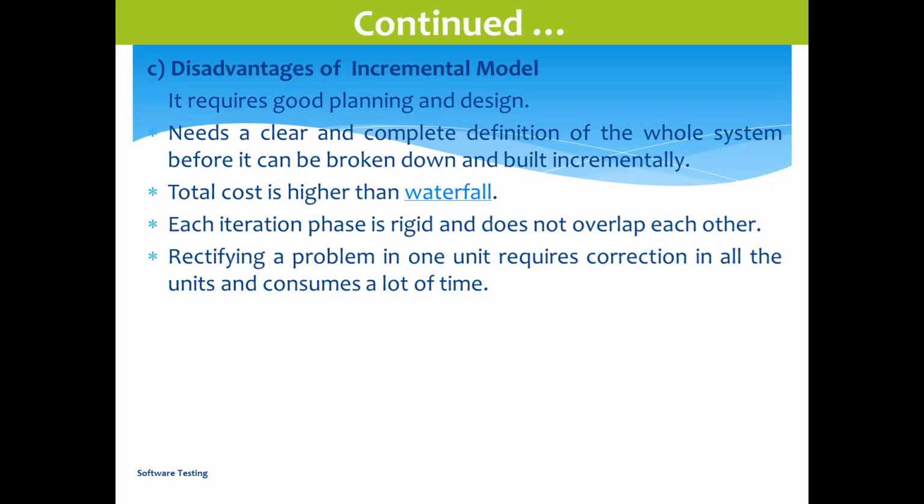Each iteration phase is rigid and does not overlap with the others. For example, suppose today is the 12th and build one release should be completed today, and from Monday the build two work will start. It should not overlap. Once one is complete, only then the second will come. If it overlaps, say the first completes on Tuesday and the second starts from Friday, some conflict will come. So it should be independent. Once completed, then the next should start.